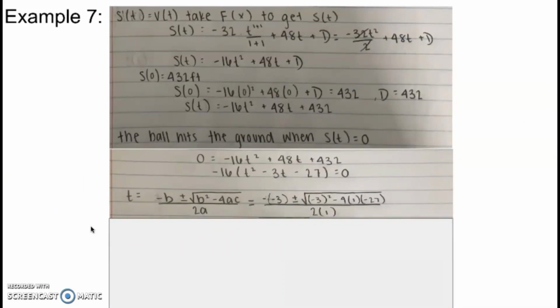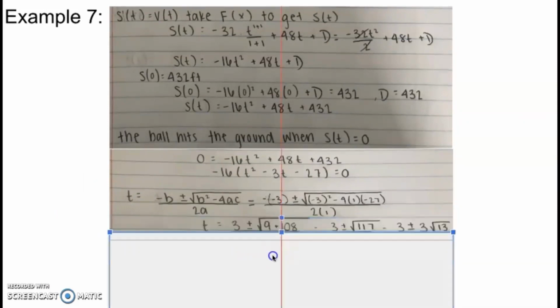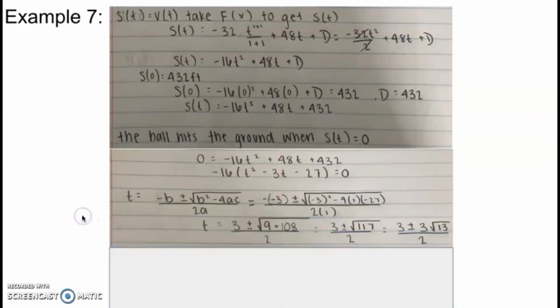And when we plug in our factors, we get negative 3 plus or minus the square root of negative 3 squared minus 4 times 1 times negative 27, all over 2 times 1. When we simplify this a little more and do some calculations, we get t equals 3 plus or minus the square root of 9 plus 108 all over 2, which then goes to 3 plus or minus the square root of 117 all over 2.